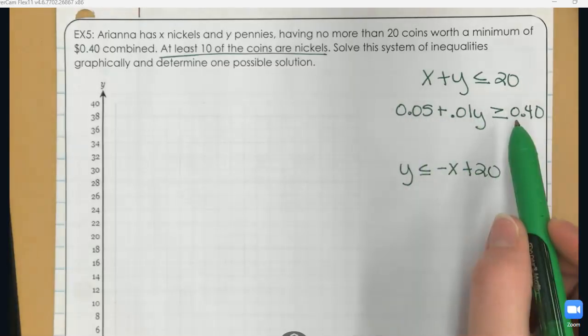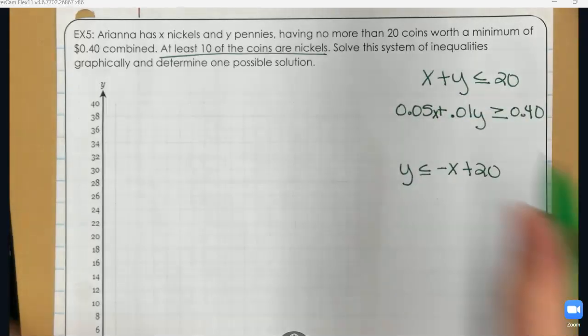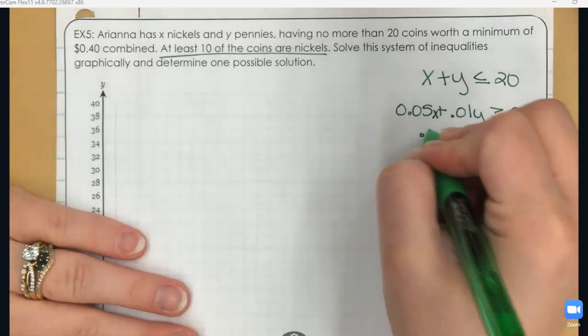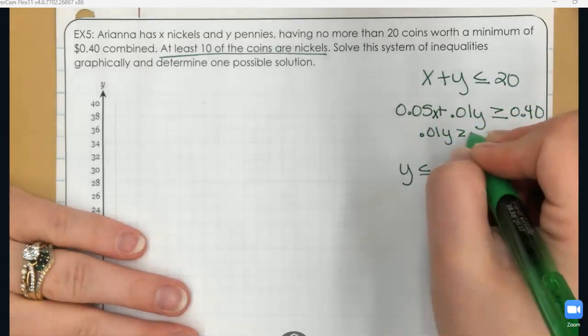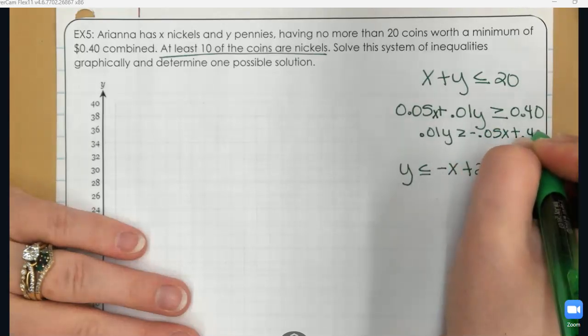And then on the second one, I have a little bit more involved here, and I forgot to put the x here on my 0.05. So first, I'm going to need to subtract the 0.05x. So I'm at 0.01y is greater than or equal to negative 0.05x plus 0.4.